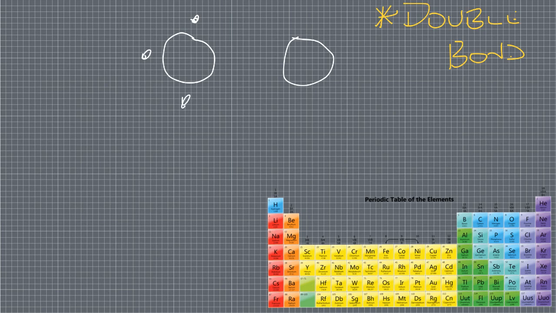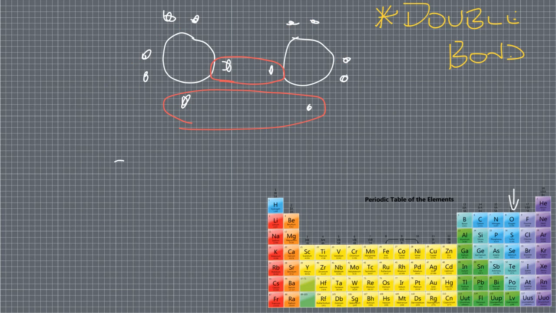So 1, 2, 3, 4, 5, 6 valence electrons for oxygen. It's in that 6th column right here. Same thing over here. 1, 2, 3, 4, 5, 6. So I'm going to circle the unpaired electrons that can be shared. So we can share these 2, and we can share those 2. And then if I count around oxygen, I should still get 8. 1, 2, 3, 4, 5, 6, 7, 8. So they are full shells at least some of the times.